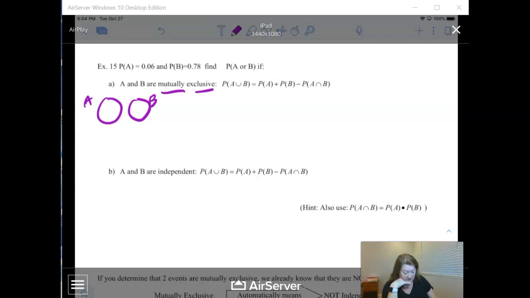So if that's true, it should be the probability of the first one, 0.06, plus the probability of the second one, 0.78, plus the probability of the intersection, the section of the Venn diagram that they both exist in. Well, there's nothing here, right? So this is plus 0. So if things are mutually exclusive and they're asking me to find either event happening, we can just add the probabilities together. So this is going to be 0.84, I think. All right, same setup.